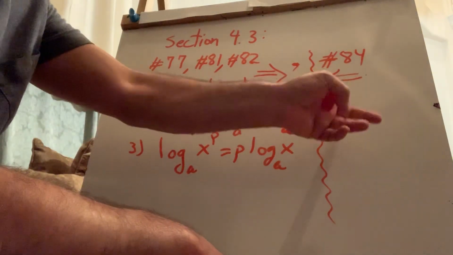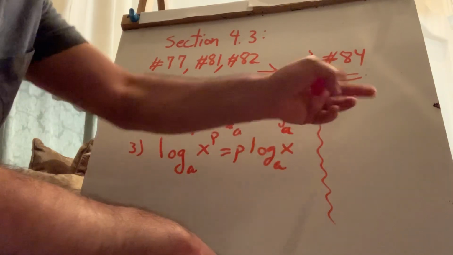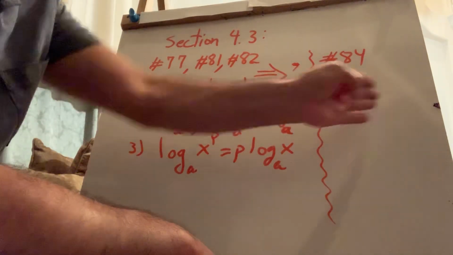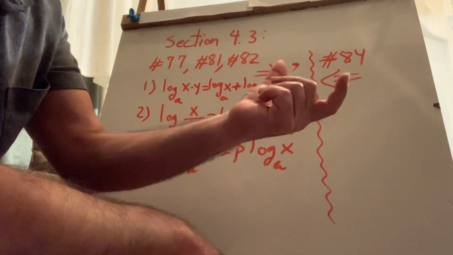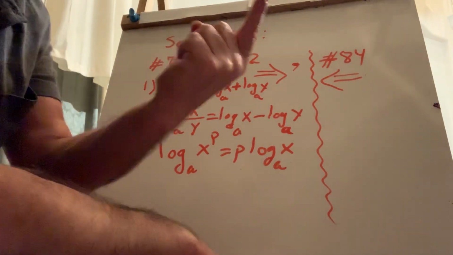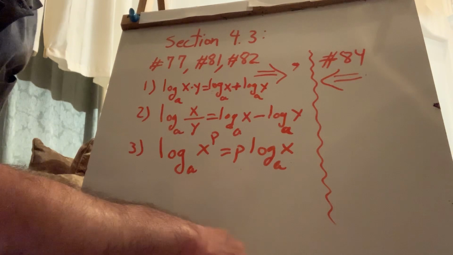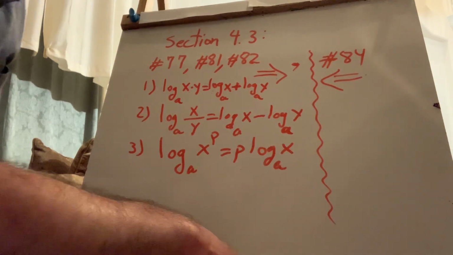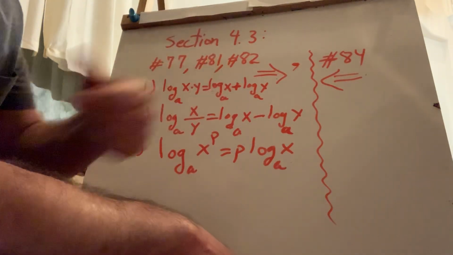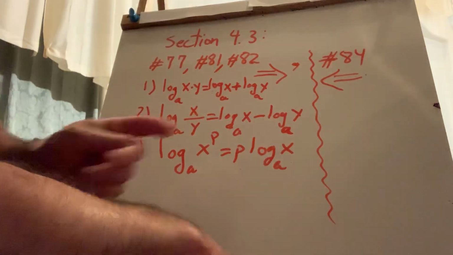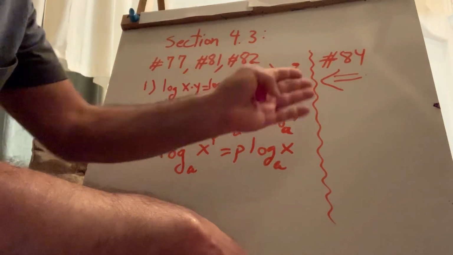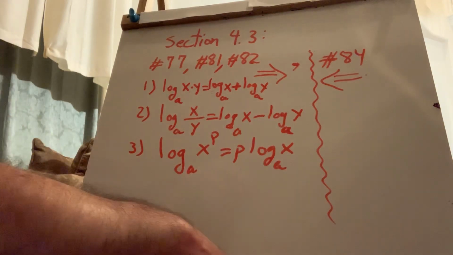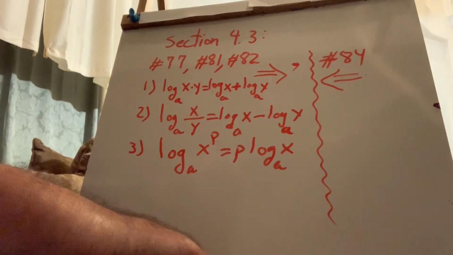Now, for problem 84, this is the opposite. This time, what they give you is two or three or four logs, and they want you to condense it to what they call a single log. So this time you go the opposite way, from two or three or four logs into a single log, whereas for these three problems, you have one single log and you write it as the sum or difference of two or three or more logs.